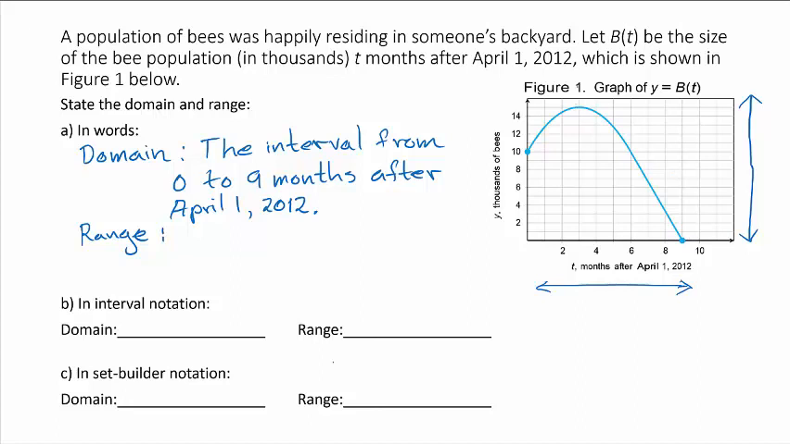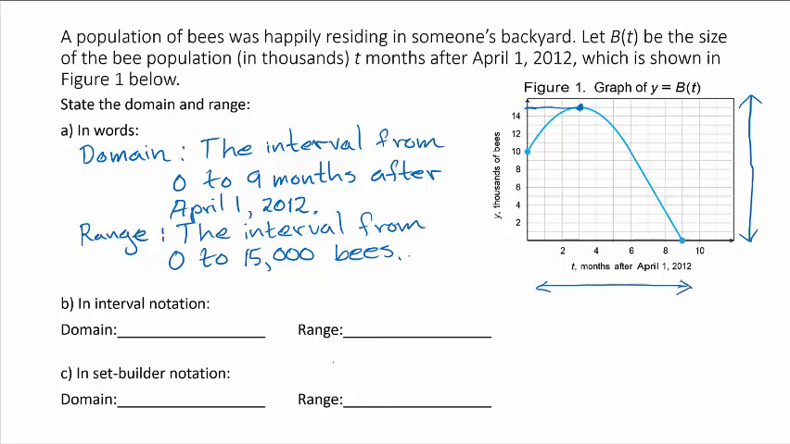Now, what does that 15 represent? See, it's right up here. So 3, 15 would be the point there. Okay, so 15 represents thousands of bees. So for the range, I could say that we have the interval from 0 to 15,000 bees in the backyard.